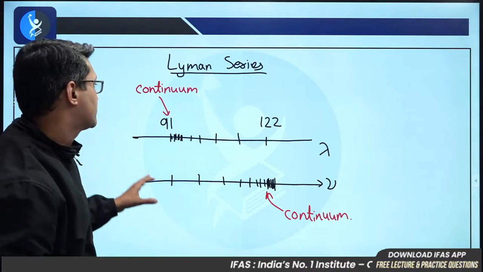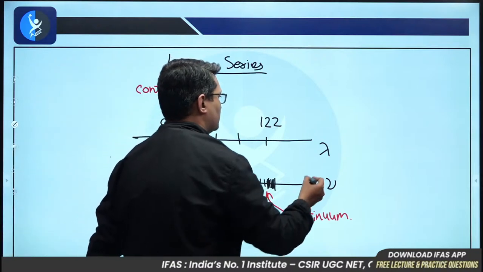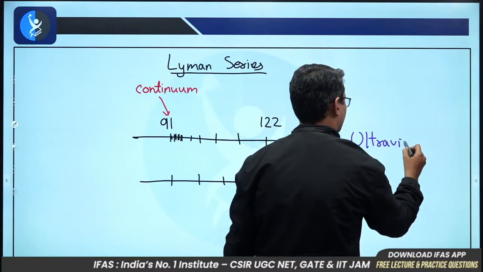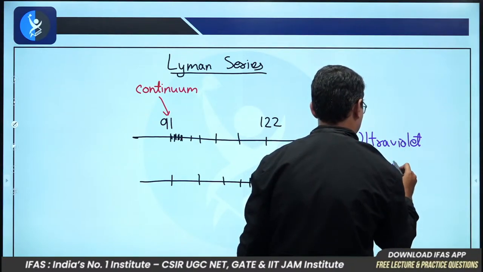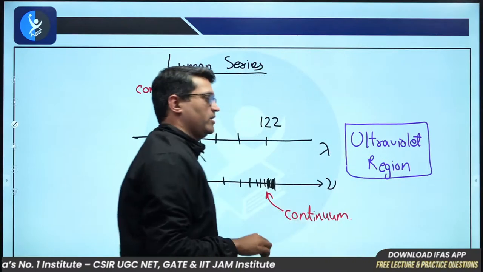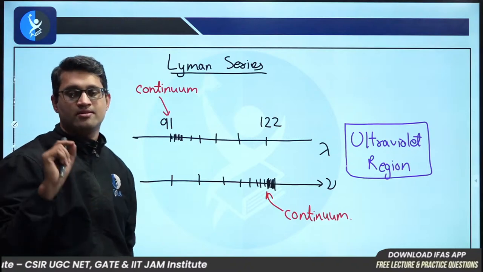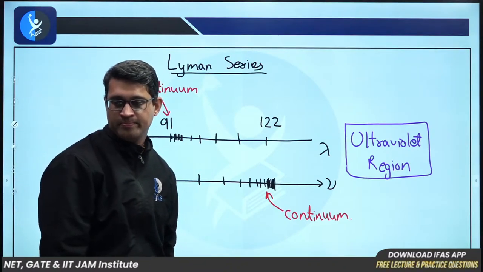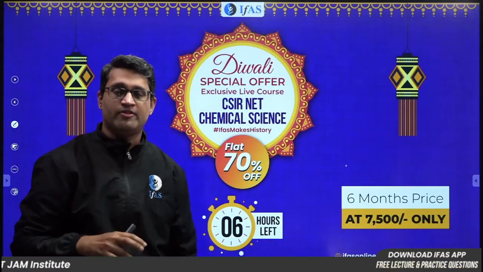So the Lyman series looks like this, and both of these are in the ultraviolet region. So the entire Lyman series appears in the ultraviolet region. Okay, great. So let's stop here for today. We have seen the Lyman series.